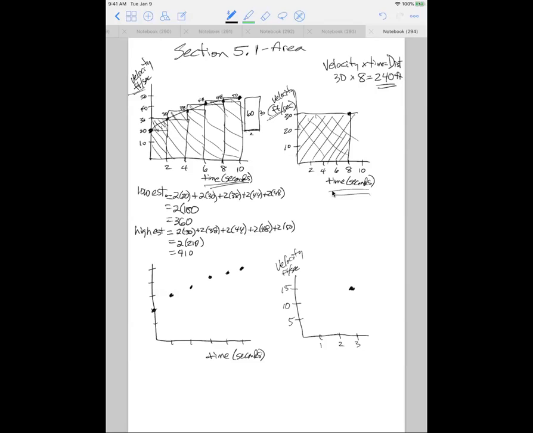Now check this out. I think this is kind of cool. And this is where some of these guys finding this out and applying it to calculus is kind of wonderful. It's really kind of cool. All right, now check this out. So what happens if we make the width a little bit smaller? Let's cut it in half, all right?